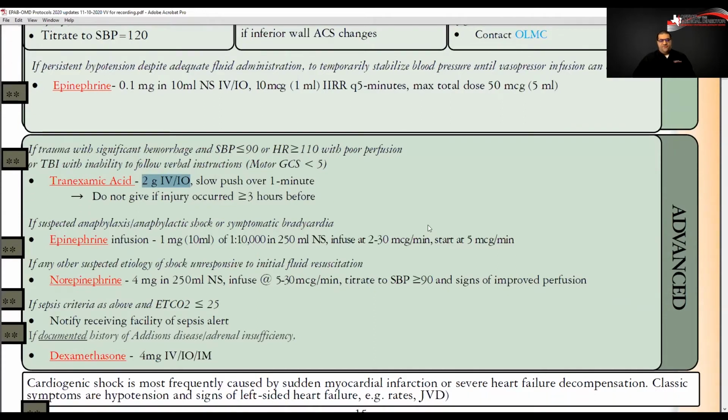And then the other few big things you're going to see across the board here, both for your epinephrine infusion and your norepinephrine infusion, is that you're actually going to start at a higher dose now. You can start at 5 micrograms per minute. Your range is still 2 to 30, but you'll start at a higher dose, trying to get that pressure going and circulating through the system, and then you can adjust and titrate as needed.